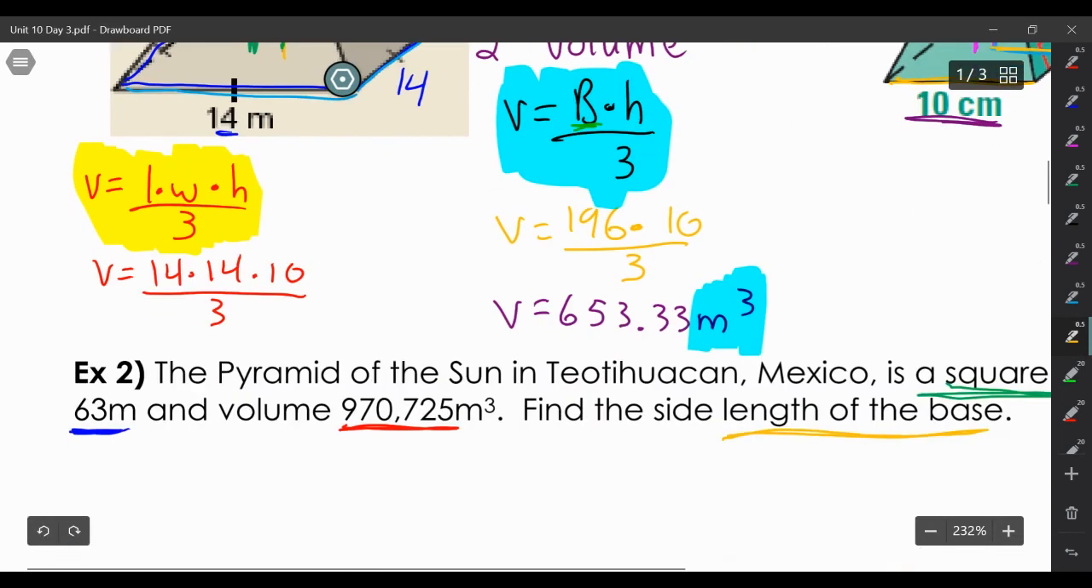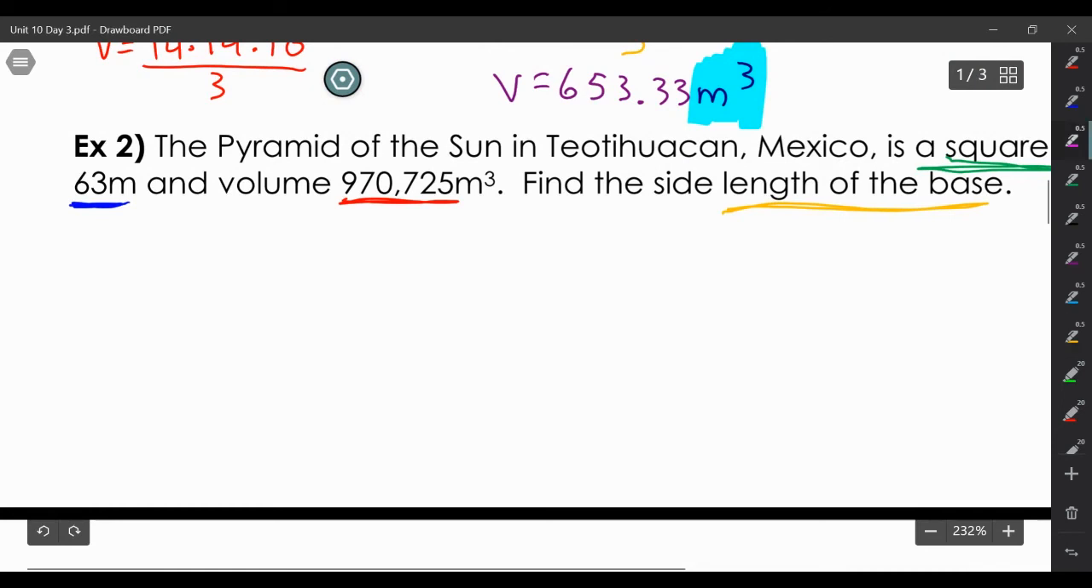So let's set up the formula. So the volume is the area of the base times the height divided by 3. We know the volume is 970,725. And we know that is equal to the area of the base, which we don't know what it is, times the height divided by 3.